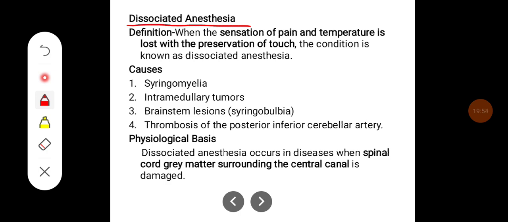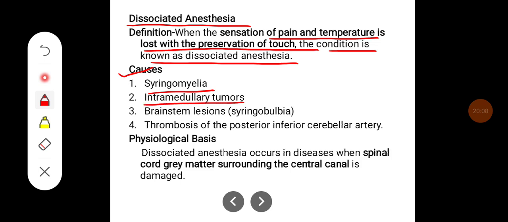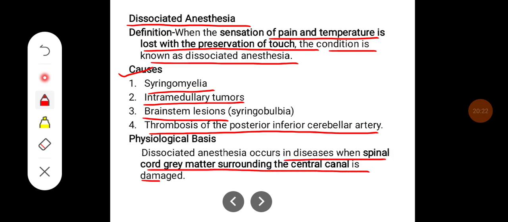Dissociated anesthesia: when sensation of pain and temperature is lost with the preservation of touch, this particular condition is called dissociated anesthesia. Some of the causes for dissociated anesthesia are syringomyelia, intramedullary tumors, and brainstem lesions like syringobulbia and thrombosis of the posterior inferior cerebellar artery. Dissociated anesthesia occurs in diseases when the spinal cord gray matter surrounding the central canal is damaged.